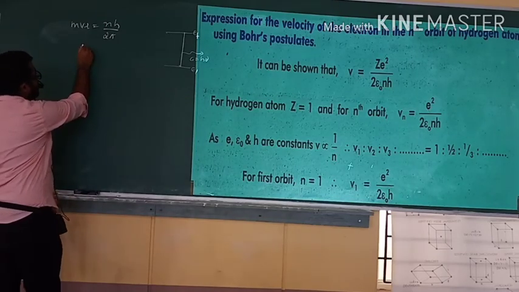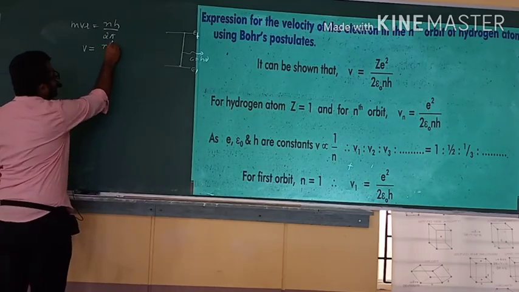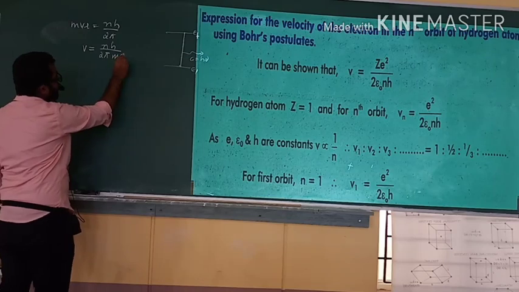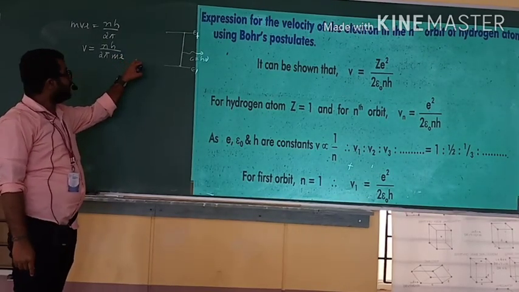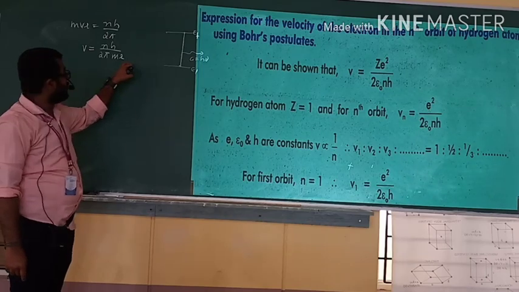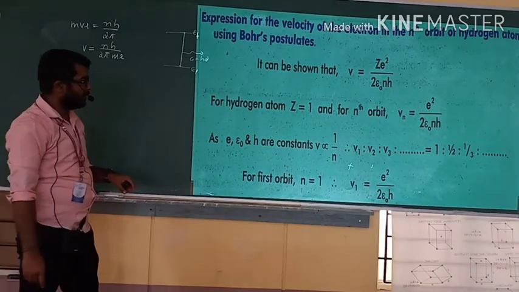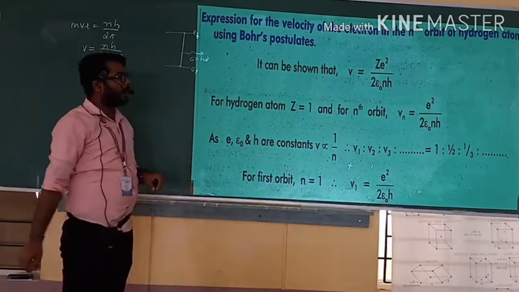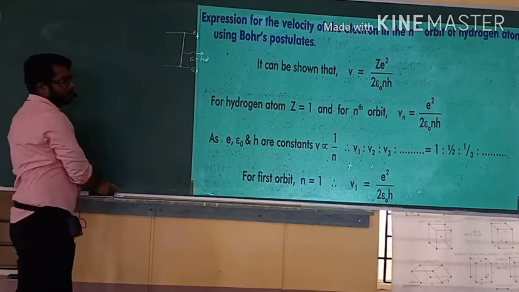Then you solve for v. It will be v is equal to nh divided by 2 pi into m into r. Now substitute the value of r, that is r is equal to n square epsilon divided by pi m z square. Now substitute and solve. Finally you are getting the equation v is equal to z square divided by 2 epsilon n into h. So do you understand how the equation comes?